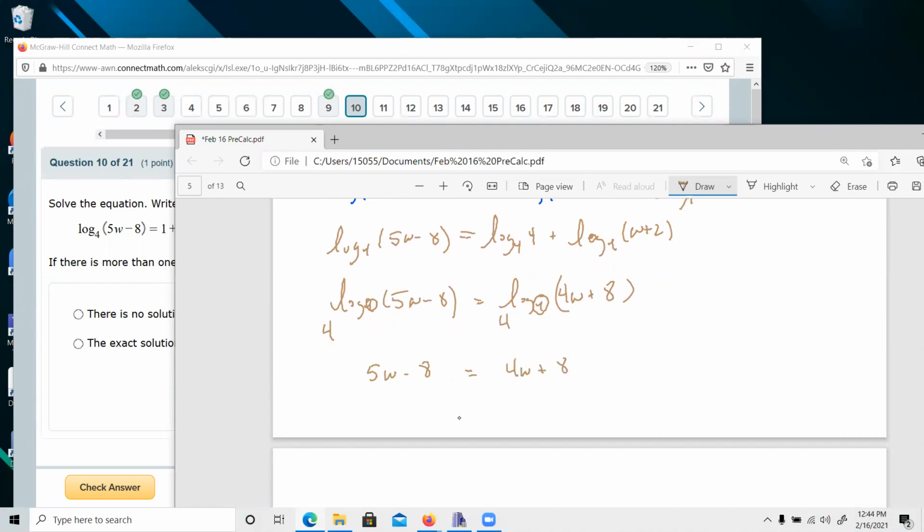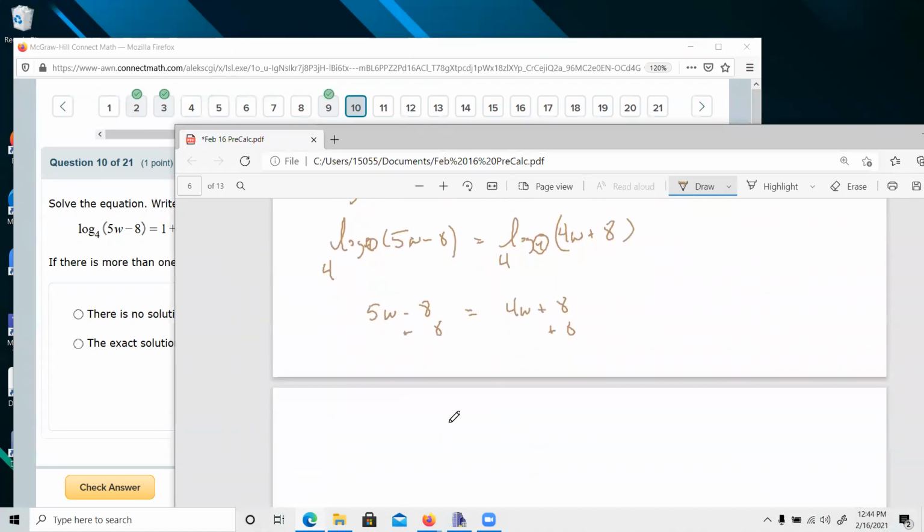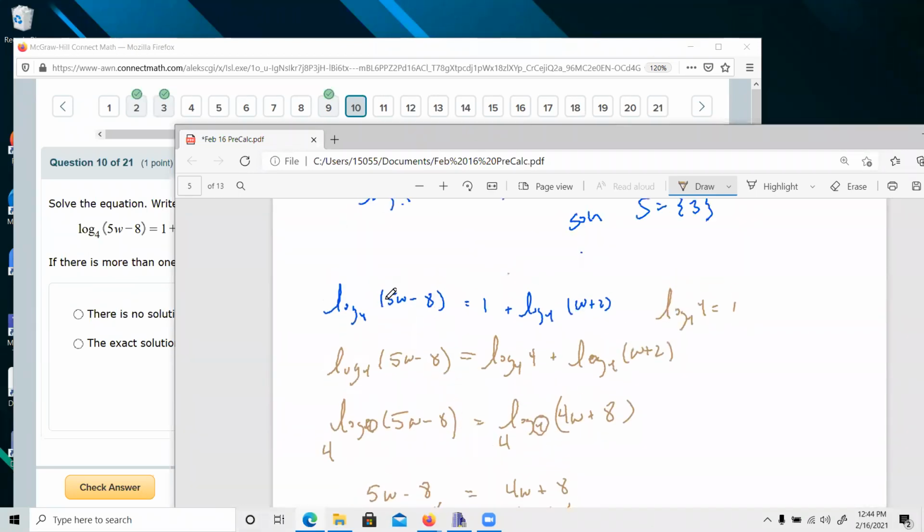All right, so let's go ahead and add 8. We're going to subtract 4w at the same time, minus 4w. And we get 5w minus 4w, which is w, is equal to 16. Now, we started off with a logarithmic equation, so we're going to check it. If I plug in 16 here, they're both positive. Check, check, we're okay.